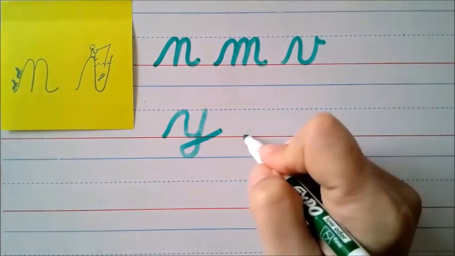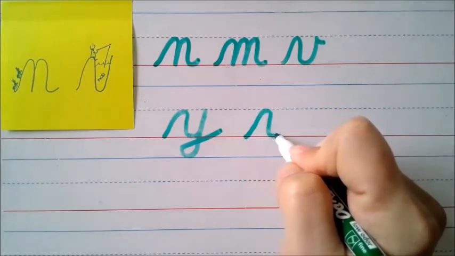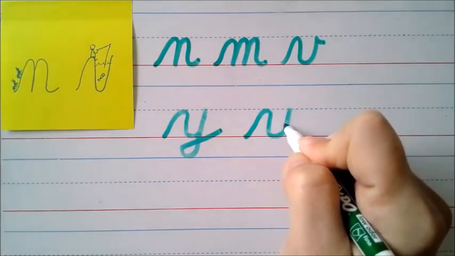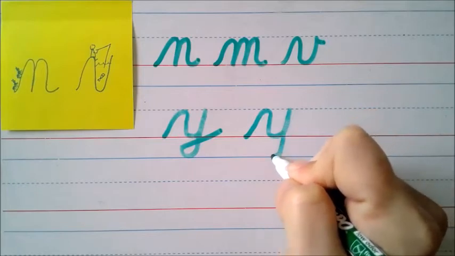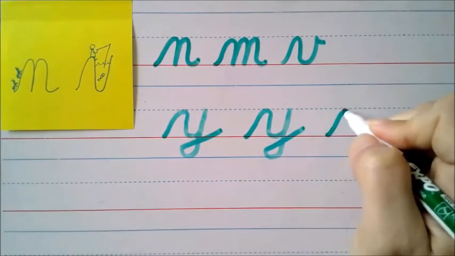Again, we're going to start off with our hill, starting at the bottom, curve up and over, then our valley, and then trace back down, and then do our loop, and then our tail. One more time.